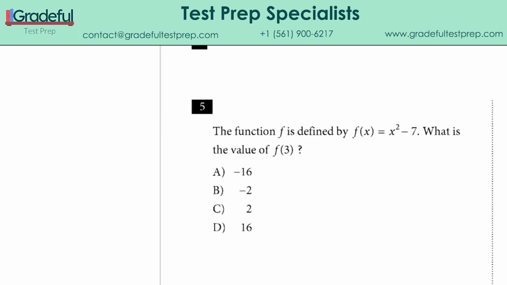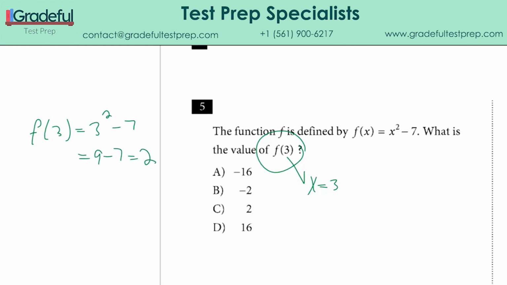Question 5 is asking us simply about f of x notation. Do we know that when we see f of 3, then that means to plug in x equals 3? So let's go ahead and do that. F of 3 equals 3 squared minus 7, which is 9 minus 7, so it's 2. And f of 3 is 2.